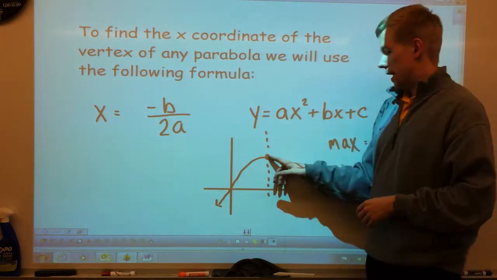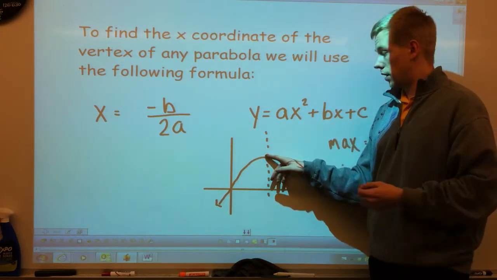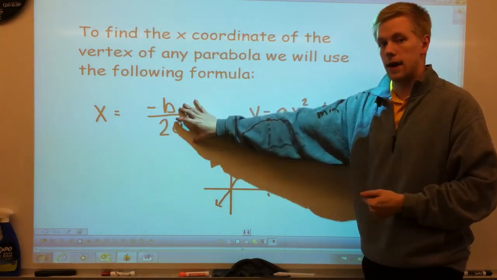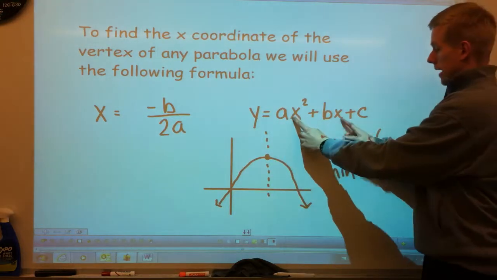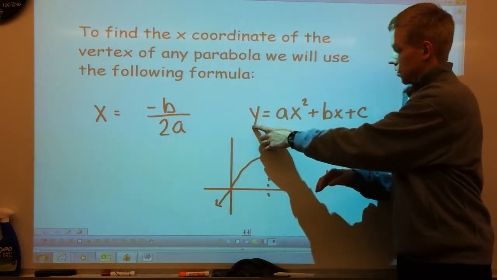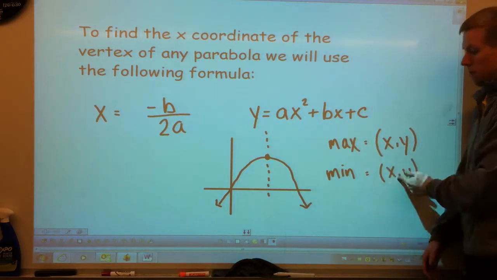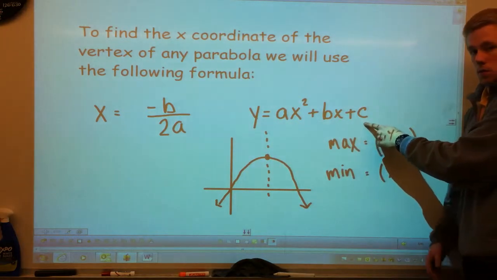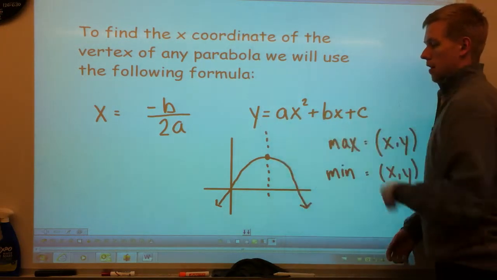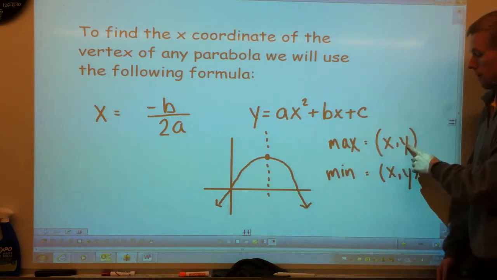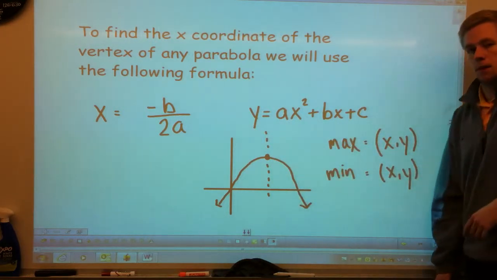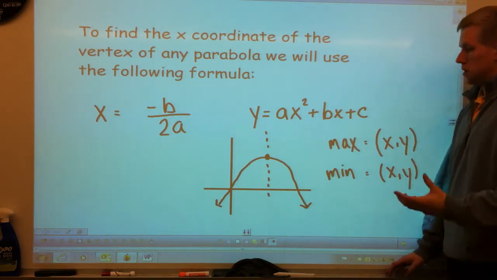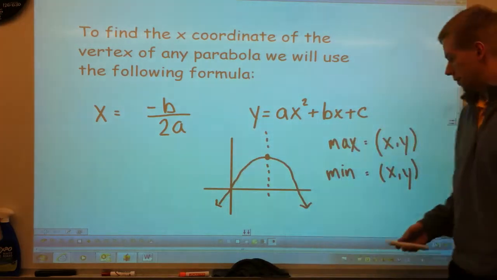Okay? So to find the max or minimum x-coordinate, I would use this formula. And then I would take that x value and plug it back into my equation to help me find the y spot. So I would have an x comma y for my max or for my min. Remember, this is now an equation, and I would get my y value. So I would be able to write an ordered pair for that maximum or for that minimum spot, depending on what the graph is. Okay, so we'll practice more with that. That's just the formula to find the x-coordinate of the vertex.